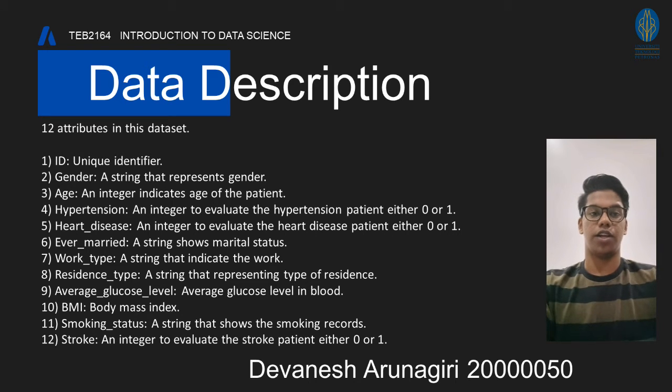There are 12 attributes in this data: gender, ID, age, hypertension, heart disease, ever married, work type, residence type, average glucose level, smoking status, BMI, and stroke. As you can see, these are the attributes. There are descriptions for each attribute.